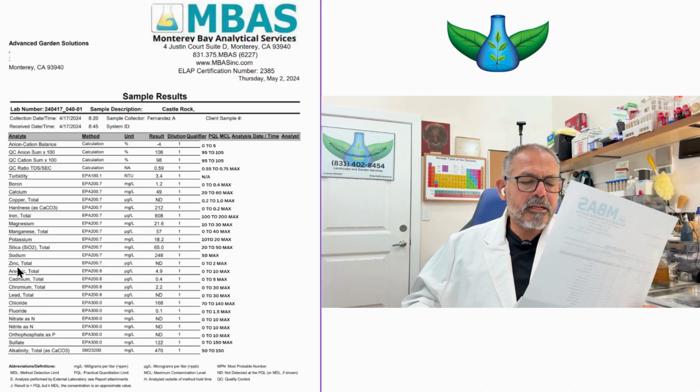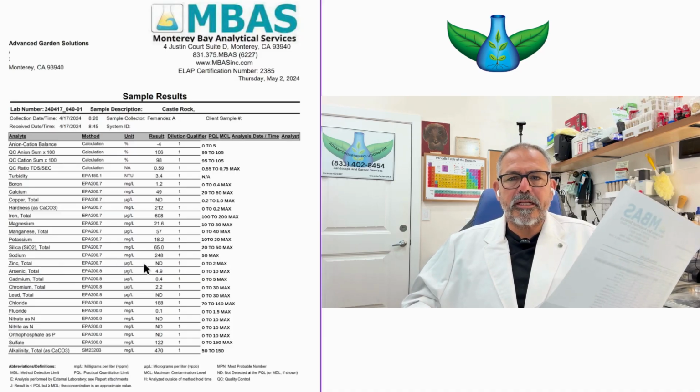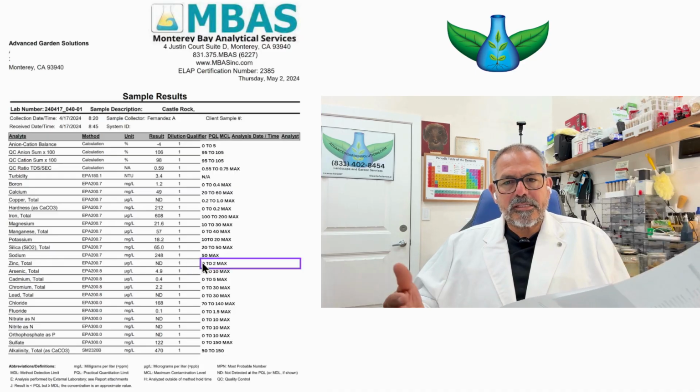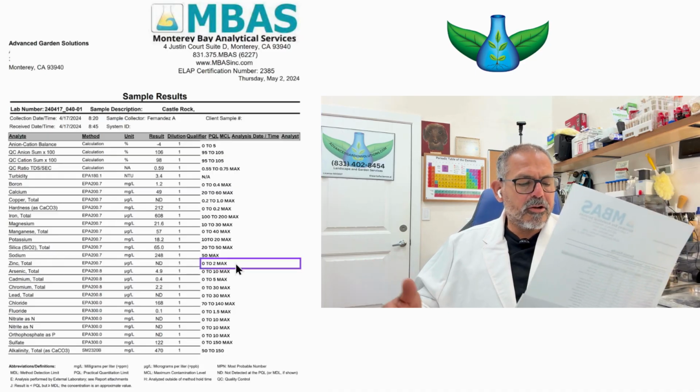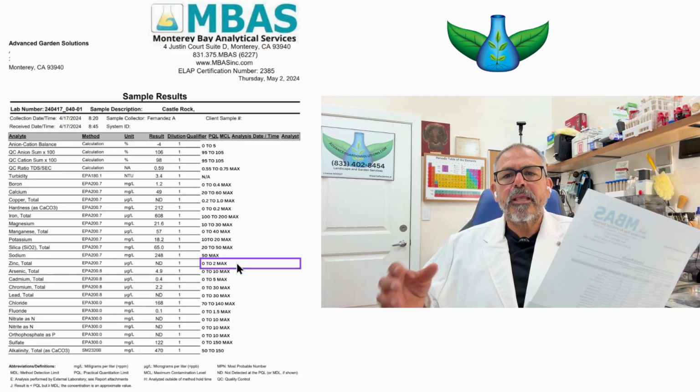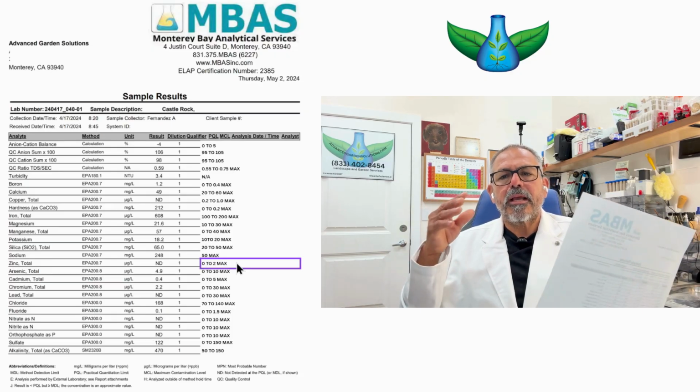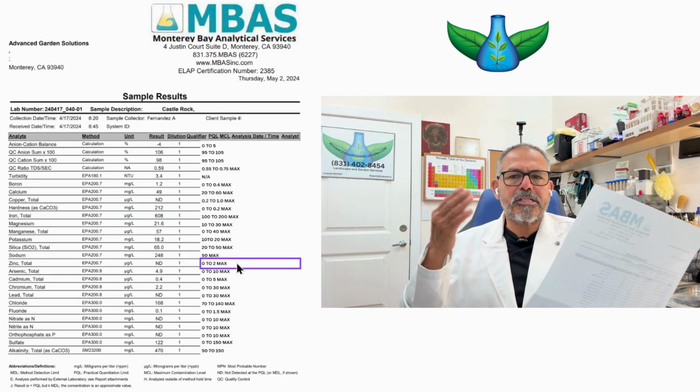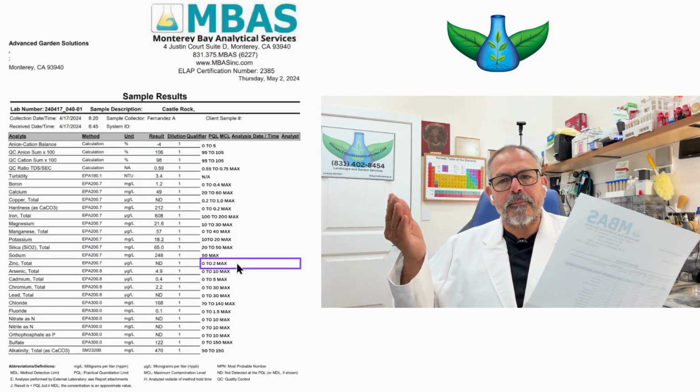Next is zinc. Zinc was not detected. And again, zinc is one of those essential micronutrients that plants need in small quantities. Ideally, it should be between 0 and 2 parts per million.